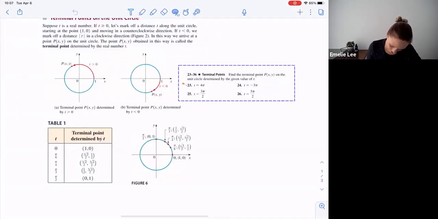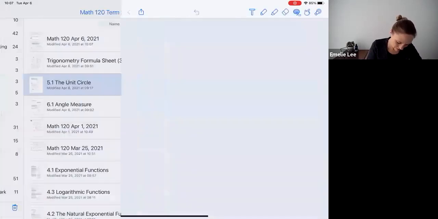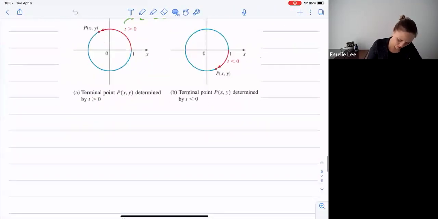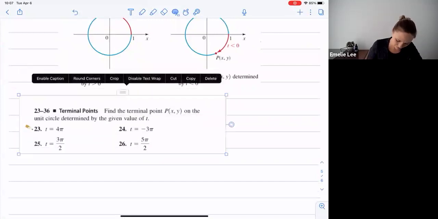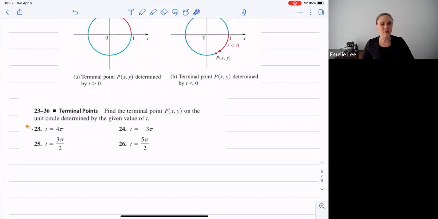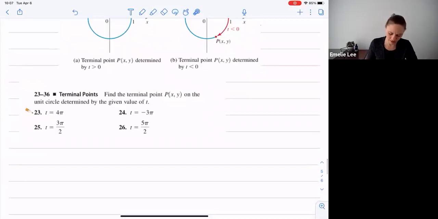Let's grab, we'll just do 1 or 2. So I want to find the terminal point, which is that xy coordinate, right? On the unit circle, so that's good because we know how the unit circle behaves, determined by the given value of t. Now t, remember, is what we're going to use to denote the distances.